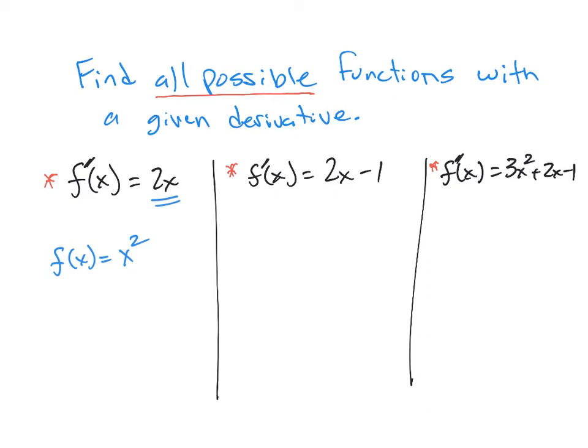But because the directions are telling me to find all the possible functions, what we have to do is consider all those functions, and corollary 2 tells us that they differ by a constant.